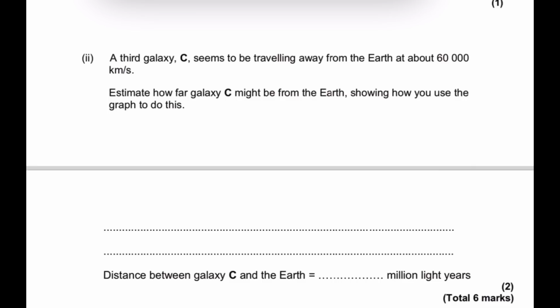A third galaxy, C, seems to be traveling away from the Earth at about 60,000 kilometers per second. So the fact that they give us a number here shows that this is going to be relevant to how we will use it to show on our graph. Estimate how far galaxy C might be from the Earth, showing how you use the graph to do this.